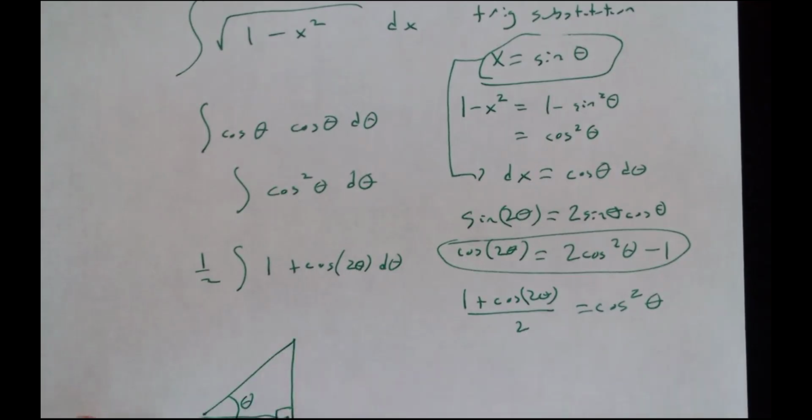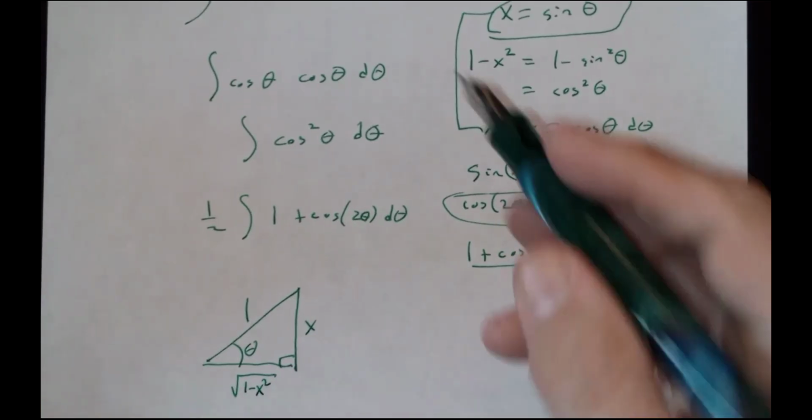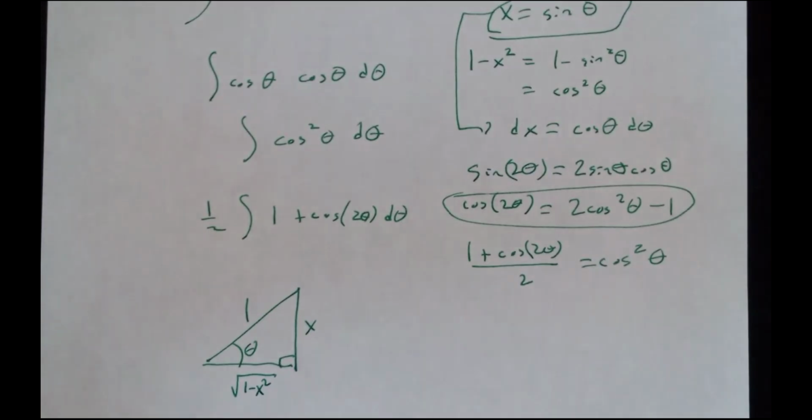Sine is which two parts of my right triangle? Opposite over hypotenuse. So what's this? Or 1 minus x squared, which was the same thing we started with in our integral, isn't it? That's why I know sine's the right one to use, because it's the same thing. And then I have sine of theta and cosine of theta in terms of x.